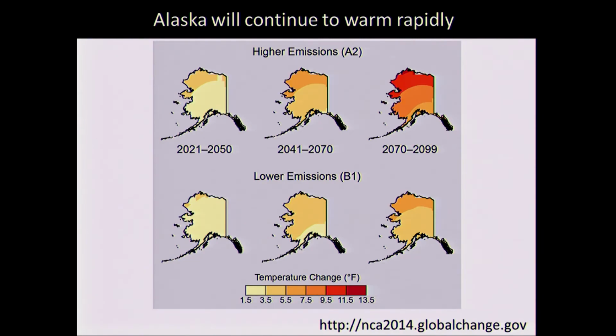Alaska is going to continue to warm rapidly, as is the rest of the Arctic. Here are a couple of emission scenarios. This is from the National Climate Assessment, so of course it's in Fahrenheit, not Celsius, so I apologize for that. But basically, the message is pretty clear that for Alaska, you're looking at some incredibly large increases in potential temperature by the end of the century.